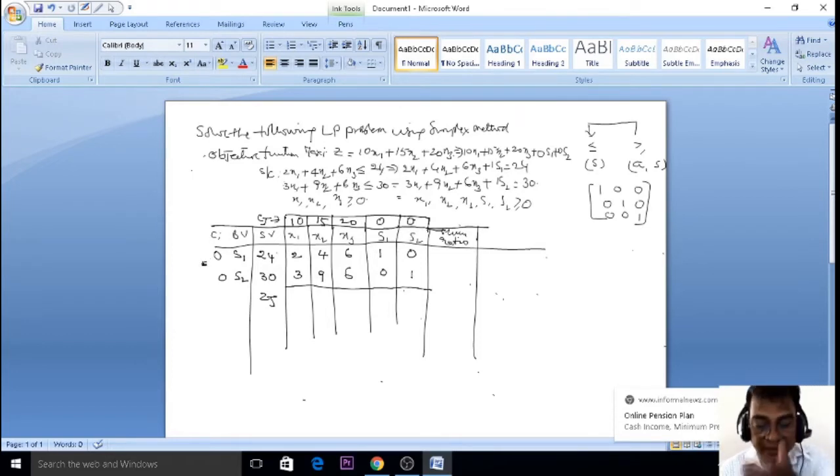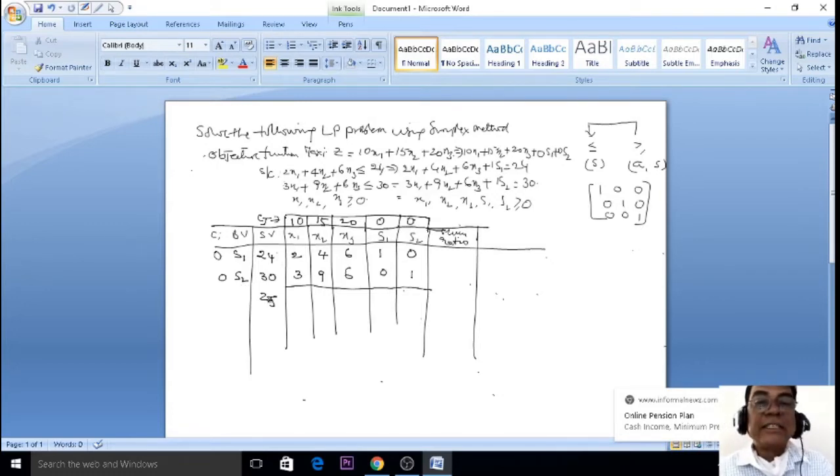Next, how to enter the Cj and basic variable values? See the unit matrix, 1, 0, 0, 1. What are the corresponding values? 0 S1, write down 0 S1. 1 is there. What are the corresponding values? 0 S2. 0 S2. Over.